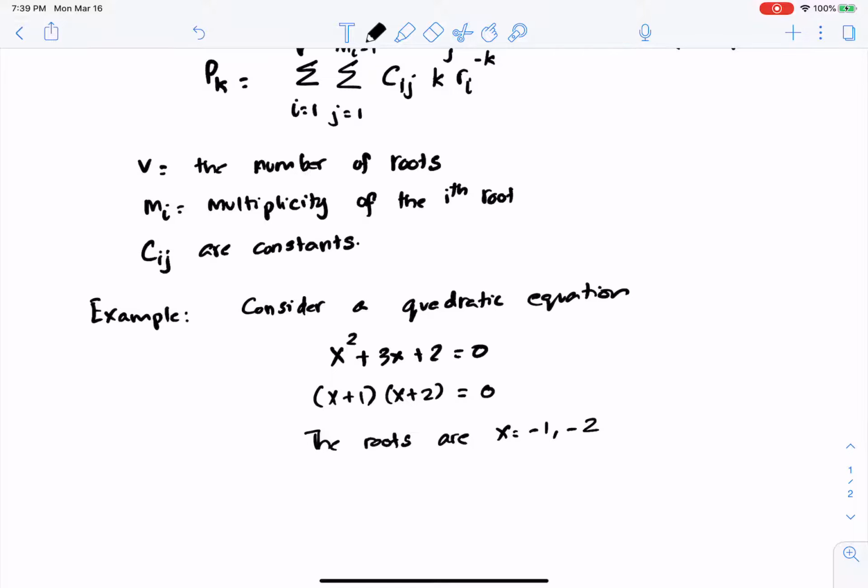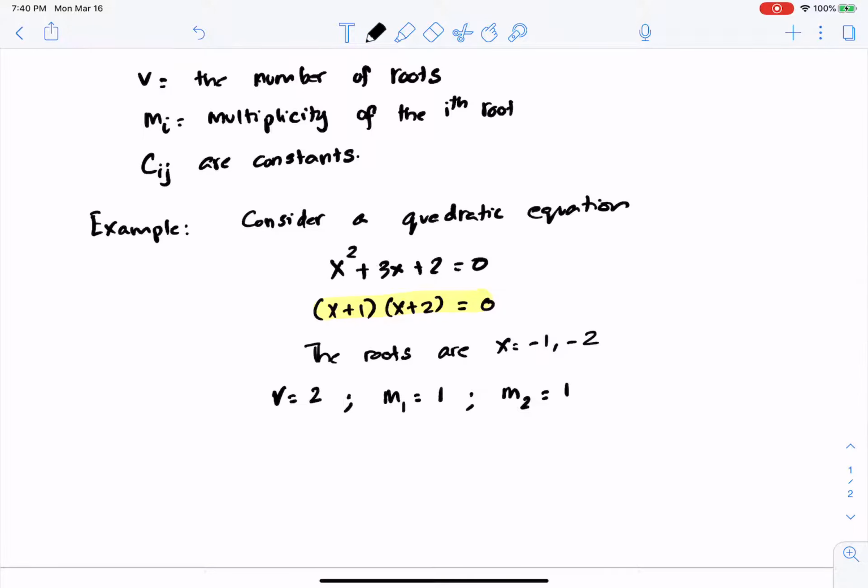So in our case, v here would be 2, going back to the formula, and the multiplicity m1 for the first root is 1. In other words, it doesn't repeat. The multiplicity for the second root is also 1 because it does not repeat. So if we have a simple quadratic equation and can find its roots, I can find v and the corresponding multiplicities just by looking at the factors.